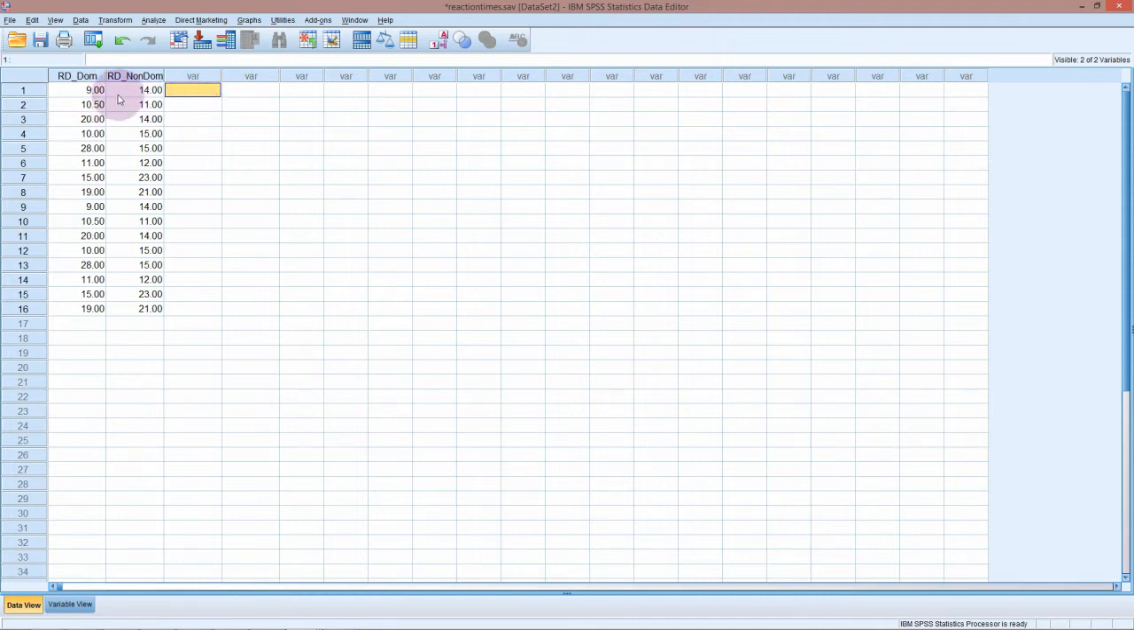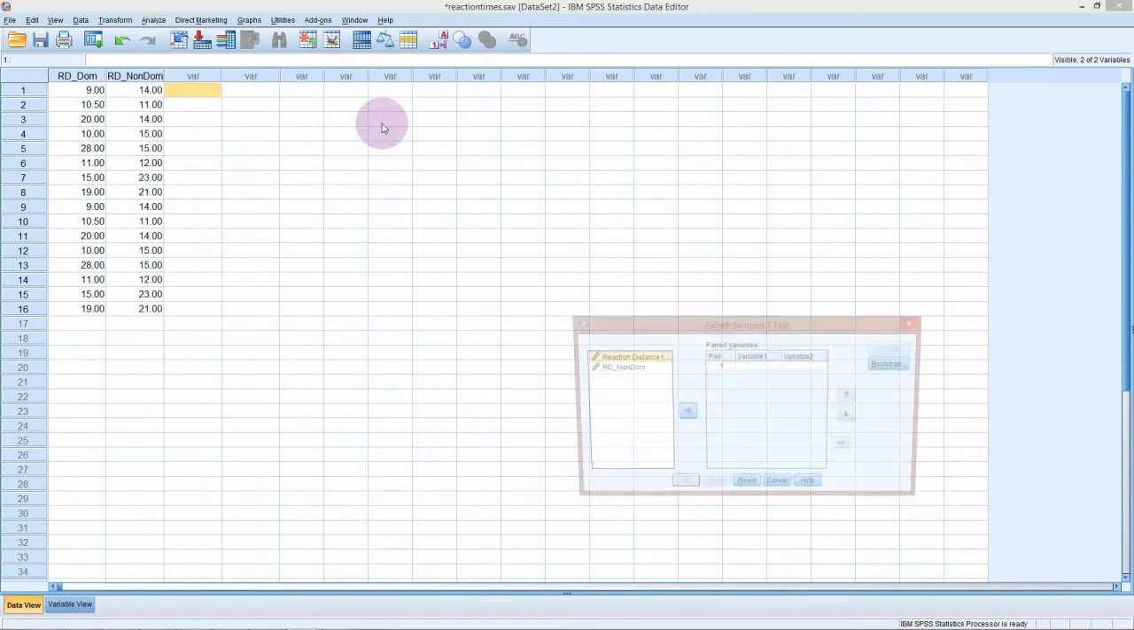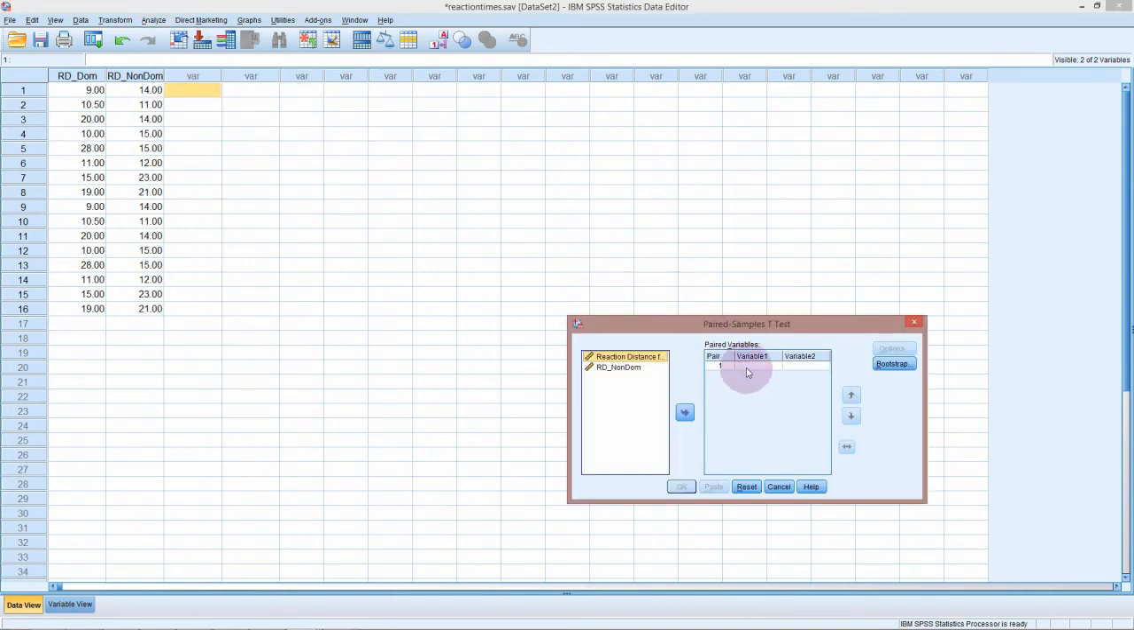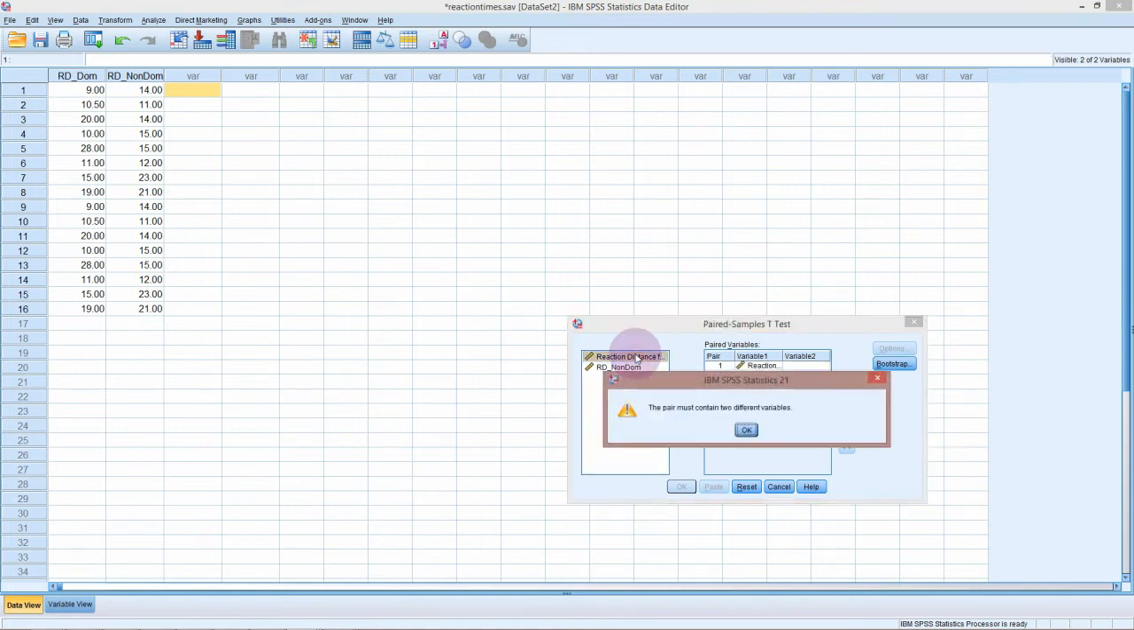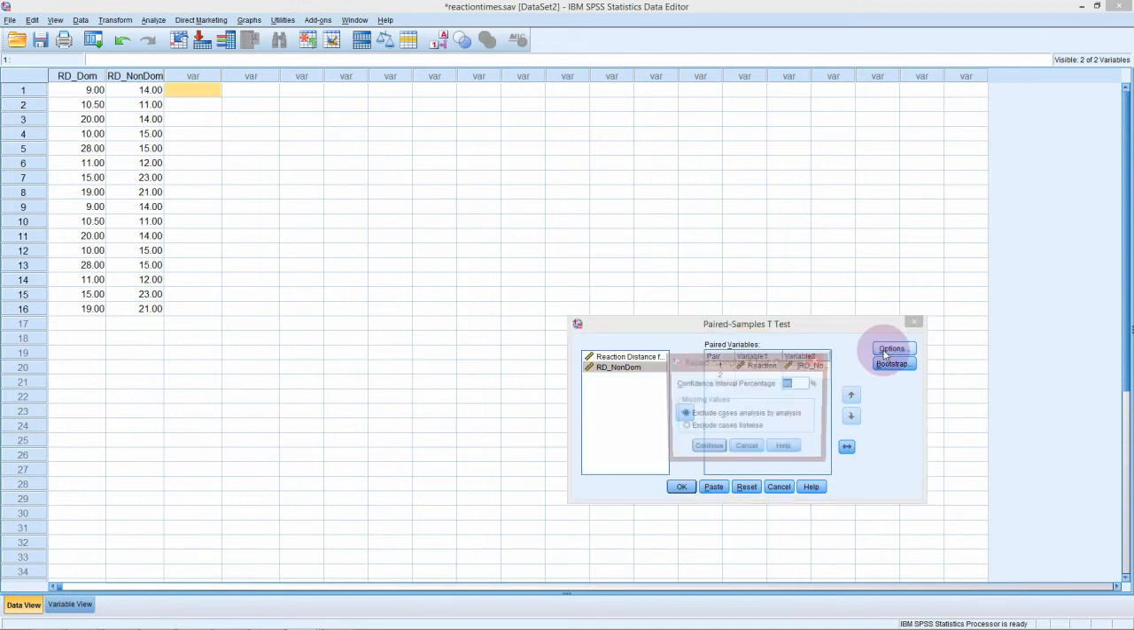So to do the t-test to see if there is a difference in the mean reaction time between the dominant hand and the non-dominant hand, we go to Analyze, Compare Means, and the Paired Samples t-test. So the first variable is reaction distance for the dominant hand, and the second variable is the reaction distance for the non-dominant hand. Options. Yep, that's fine.